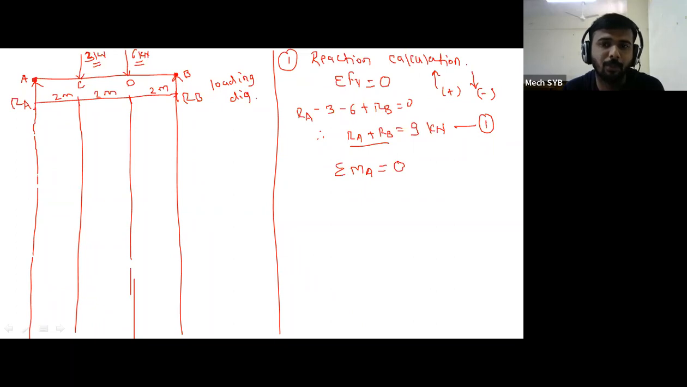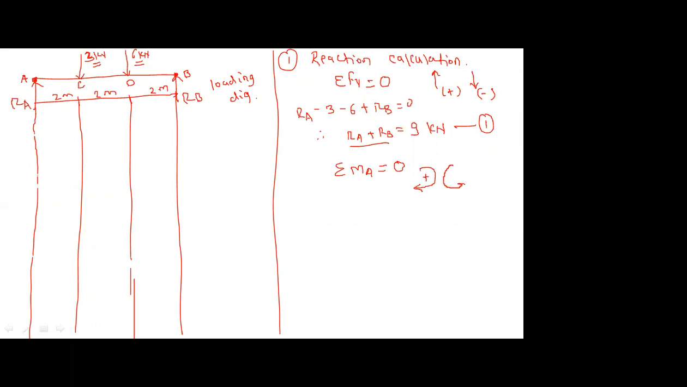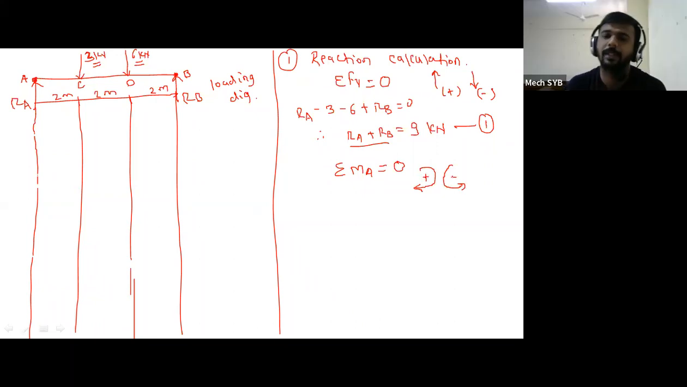Summation of MA is equal to 0, म्हणजे the bending moment at point A. ह्या पॉइंटला जर मी मोमेंट घेतला असेल तर that point is equal to 0. Summation of MA is equal to 0. मग ह्याच्यामध्ये आता मोमेंट घ्यायच्यामध्ये आपल्याला पहिल्यांदा साइन कन्व्हेन्शन ठरवावे लागतील. जर एखादी मोमेंट क्लॉकवाईज मध्ये असेल तर काय आहे साइन कन्व्हेन्शन आपलं? पॉझिटिव्ह. If moment is anti-clockwise, then this is negative.